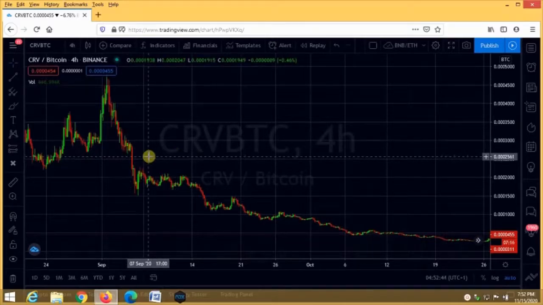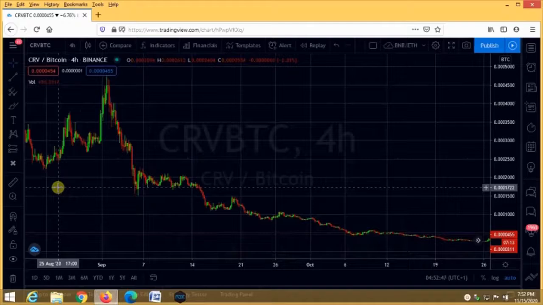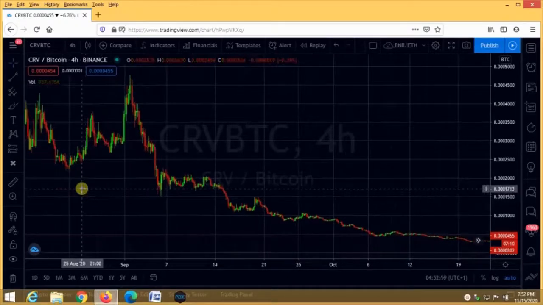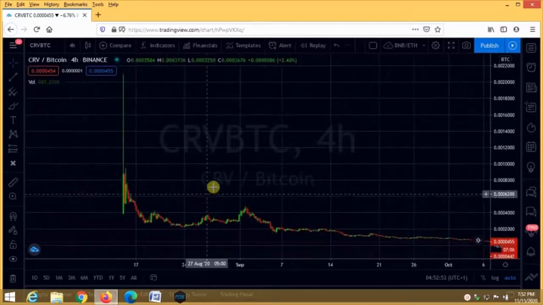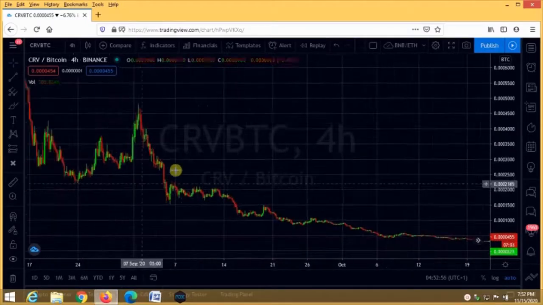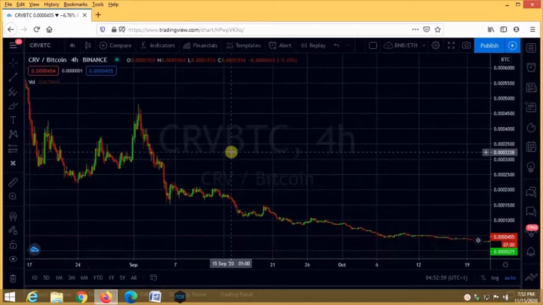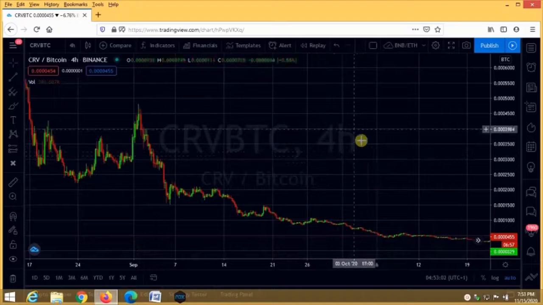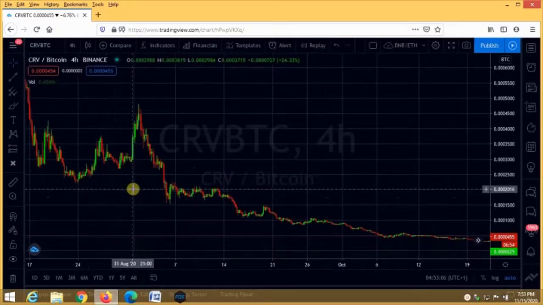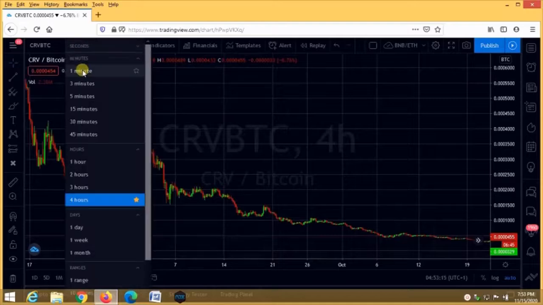How can you identify a perfect market price action? You can do that by spotting the first target support price level. Right here, I'm looking at the entire price chart data of this crypto pair, CRV against Bitcoin, and of course I'm using the 4-hour time frame. Why? Because it helps me to identify the target support quickly. There are other time frames you can use. If you click the time frame, you can see you can use the 1 minute, 3 minutes, 15 minutes, 45 minutes, 1 hour, 4 hours. I love using the 4 hours because it helps me spot the target support.